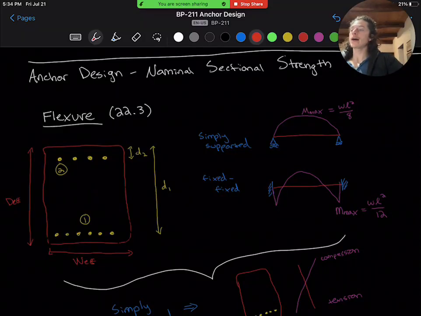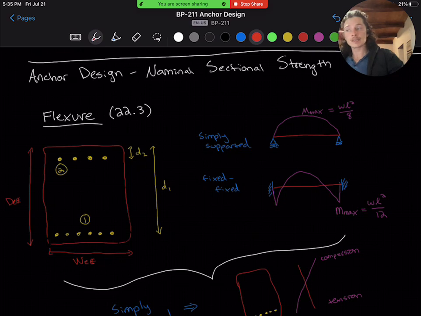We will start our analysis with flexure, described in Chapter 22, Section 22.3 of ACI 318-14. Our section is a doubly reinforced concrete beam, with the bottom steel labeled number 1 and the top steel labeled number 2 in the diagram. In reality, the steel will contribute capacity both in tension and compression. However, we will analyze this section as a singly reinforced concrete beam in two different scenarios.